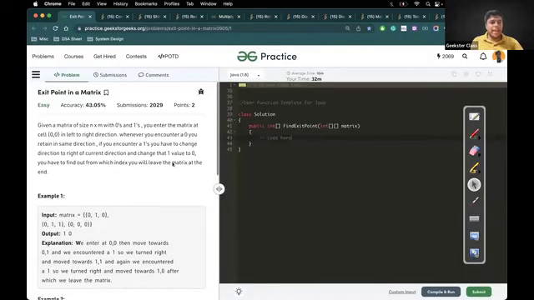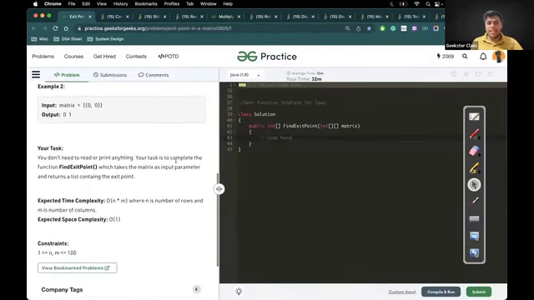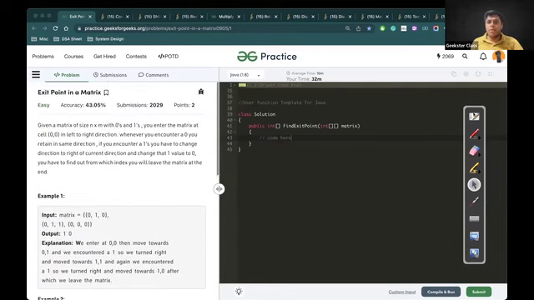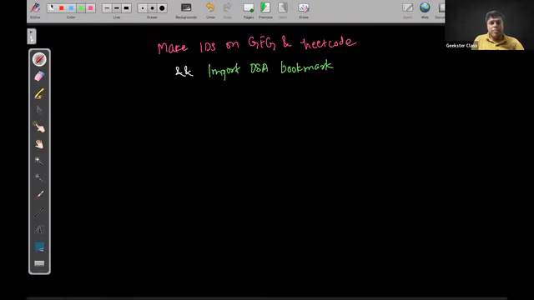The first problem will be exit point of a matrix. Does anyone understand what the problem statement is asking? No? Okay, no problem. So we are given a matrix which is in the form of a binary array.